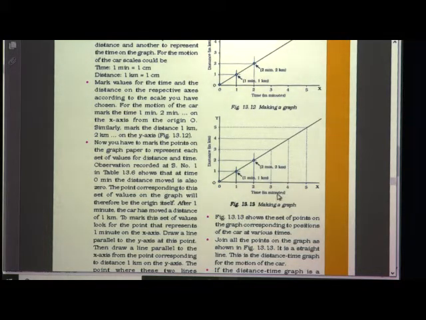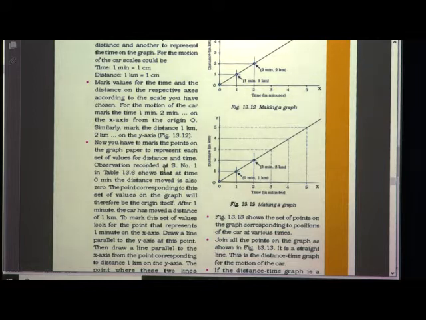In this graph you have to see now. After 3 minutes, here you can see the point, how much distance it is going to cover: 3 kilometers. Then 4 minutes, 4 kilometers; 5 minutes, 5 kilometers. Like this you have to point out all these values of distance and time on graph paper, as shown in table number 13.13.